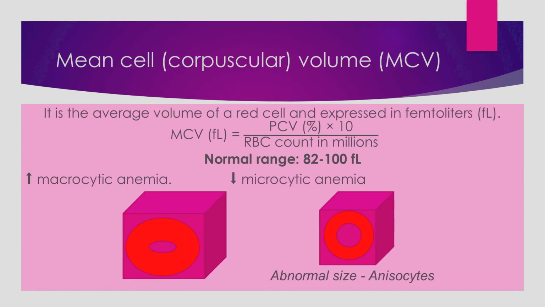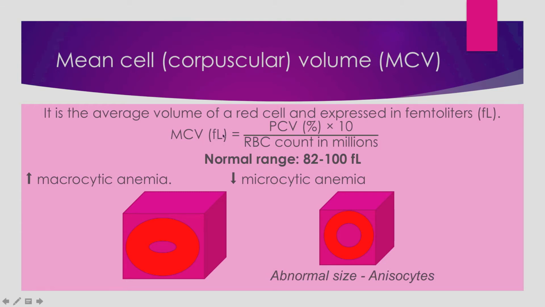So first is MCV, mean cell volume. Here the cell is the RBC, and corpuscular means volume. So this ring here represents an RBC. You can see I have put this RBC inside a cube, and I am trying to determine the volume occupied by one RBC, so the average volume of an RBC, and it is expressed in femtoliters.